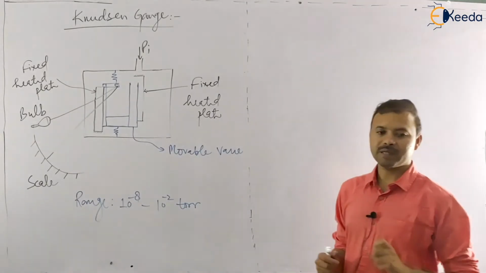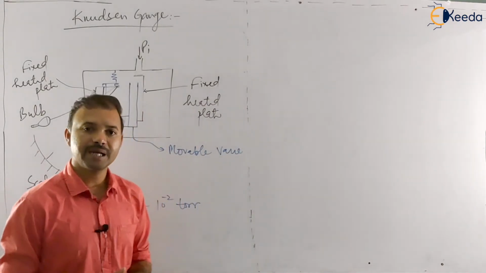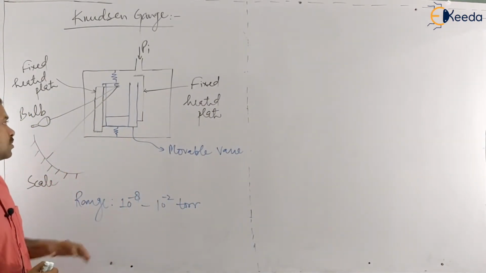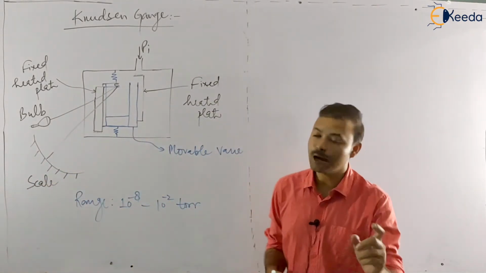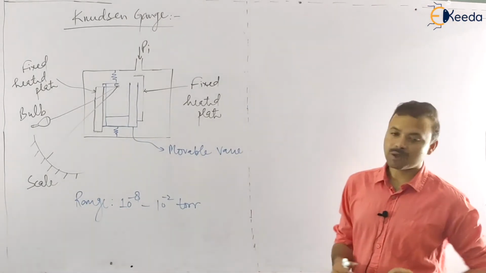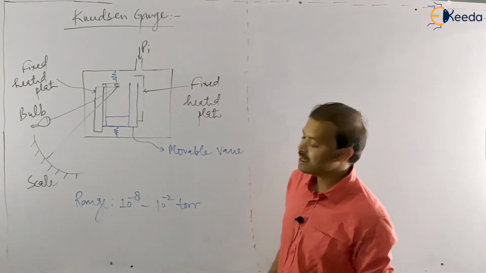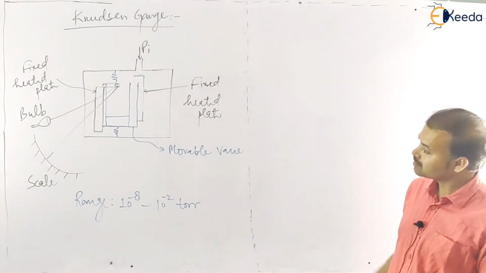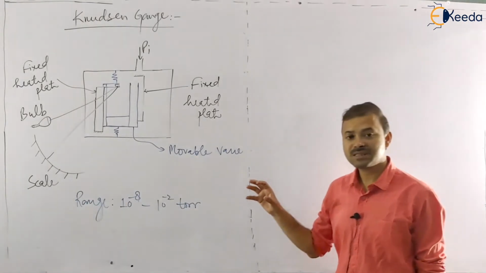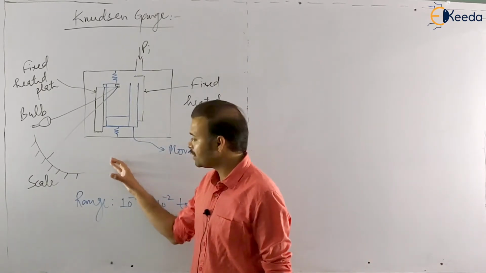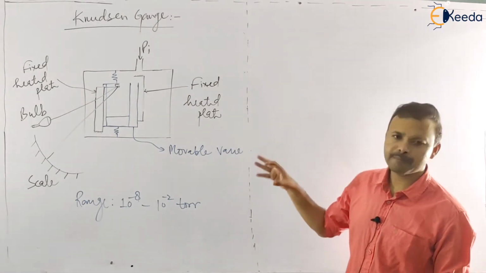The MacLeod gauge was an indicating type of instrument. The Knudsen gauge here is also an indicating type of instrument, and the output of the Knudsen gauge is not electrical. It is on the scale, indicating the output. This gauge is used as a standard instrument when the range of the MacLeod gauge is not that low.